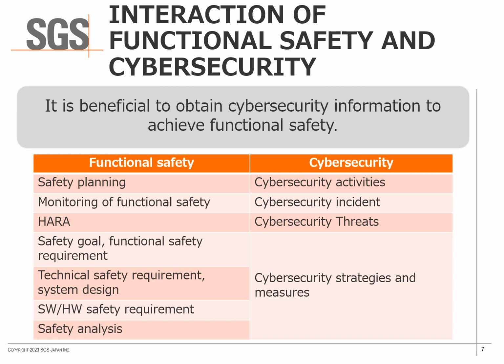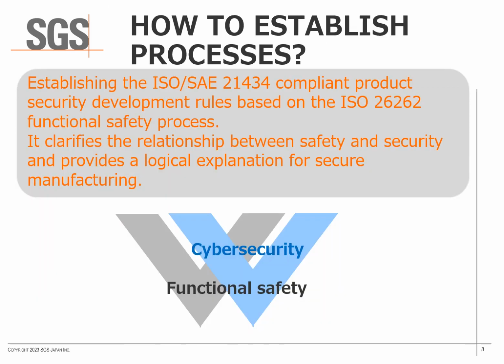Cybersecurity software and hardware design shall be considered to define the potential impact on achieving safety requirements and design constraints. Cybersecurity measures to address systematic failures are also beneficial to define the potential impact on functional safety. Establishing the ISO 21434 process based on the ISO 26262 process is beneficial. It clarifies the relationship between safety and security and provides a logical explanation for secure manufacturing.